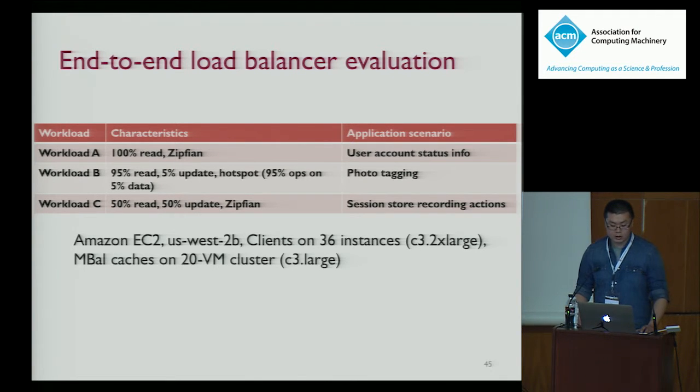Workload A is 100% read with Zipfian key popularity distribution, which tries to mimic an application scenario where the user account status information is queried. Workload B is 95% read and 5% updates with hotspot distribution, and it tries to simulate a photo tagging workload in the real-world scenario. And workload C is write intensive with 50% updates, also with Zipfian distribution. It tries to mimic a session store recording actions real-world workload.